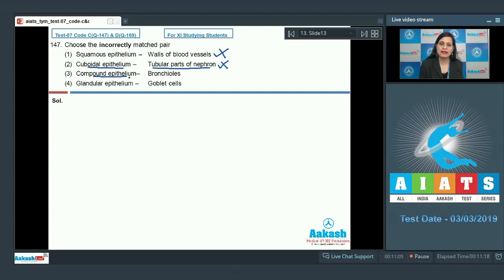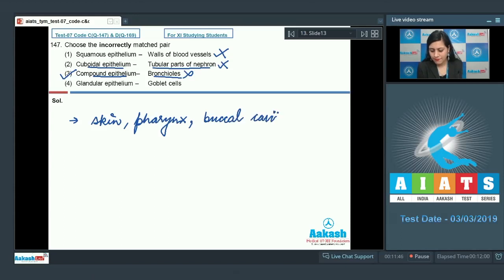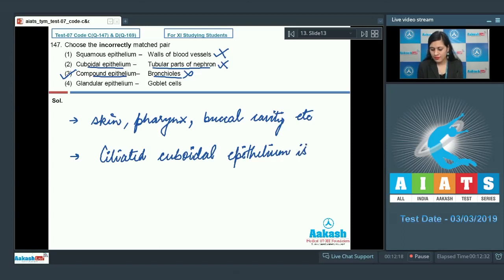The next option is compound epithelium and the match given is bronchioles, and as it is an incorrect match, so this is a correct answer to our question because compound epithelium is present at the locations which are more prone to wear and tear. Compound epithelium is present in skin, pharynx, buccal cavity, etc. Ciliated cuboidal epithelium is present in smaller bronchioles.